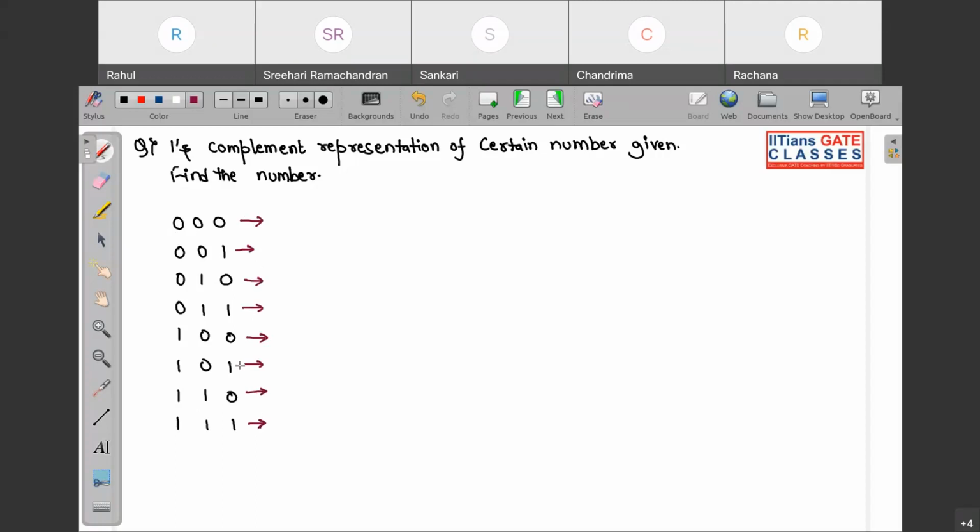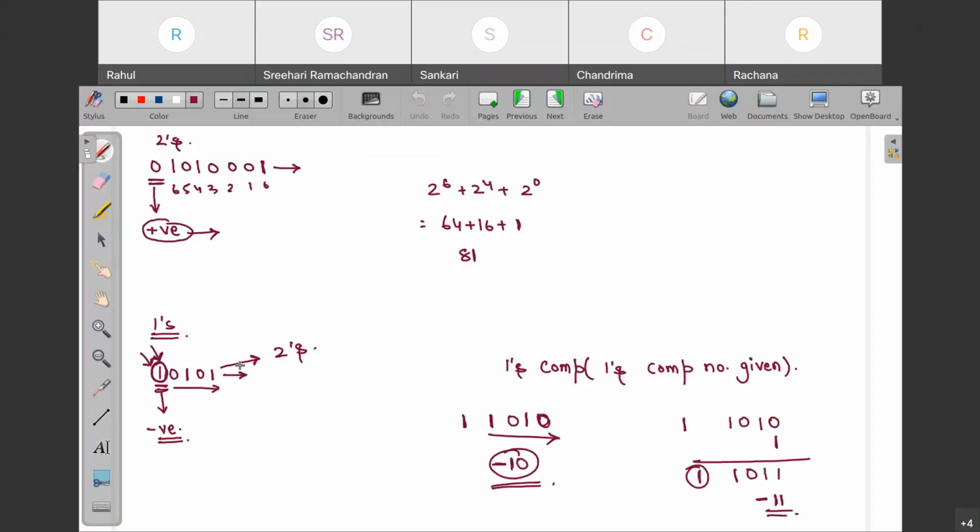How do we know that a 1 on the left side is negative? Sometimes 0 is not given. No. By default, if it is said the given number is in complemented form, like 1's complement or 2's complement, or even if they simply write that the given number is in complemented form, by default the leftmost bit is your sign bit. Always.